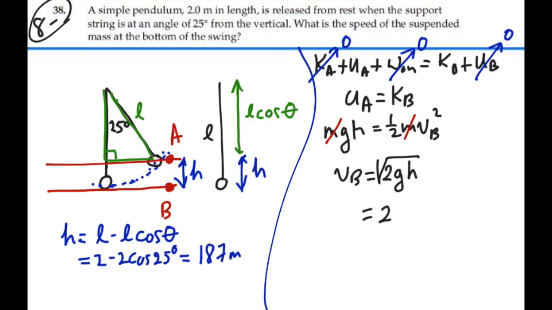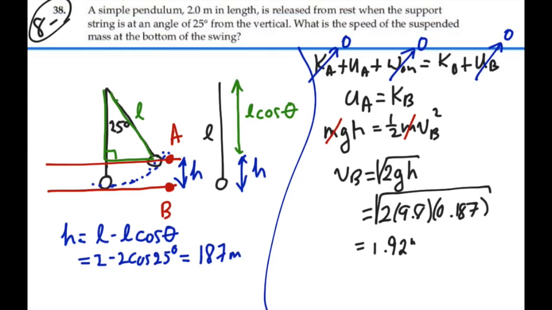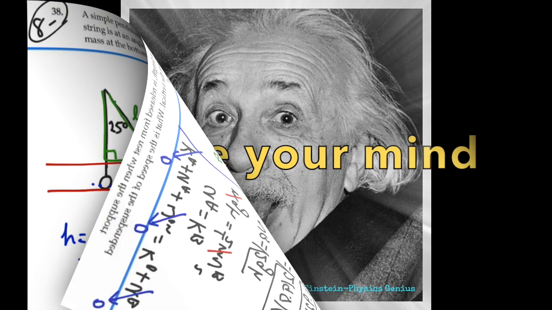In this case, it's 2 times 9.8 times 0.187 meters, which is the height that we went down. All this under the square root, and that is equal to 1.92 meters per second. So the velocity of this pendulum at the lowest height is 1.92 meters per second.